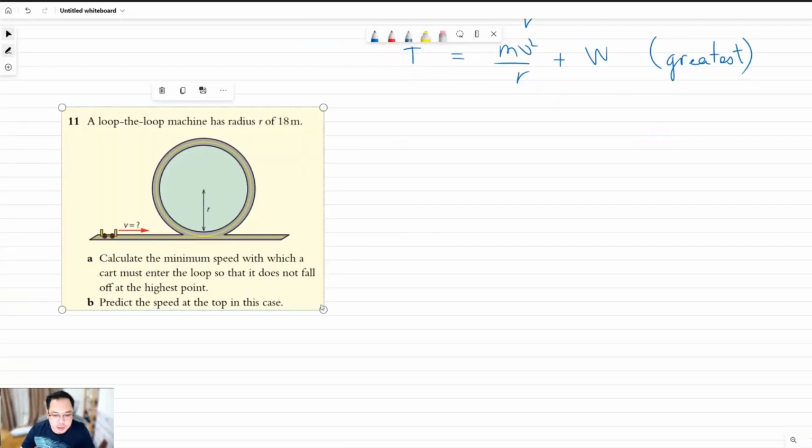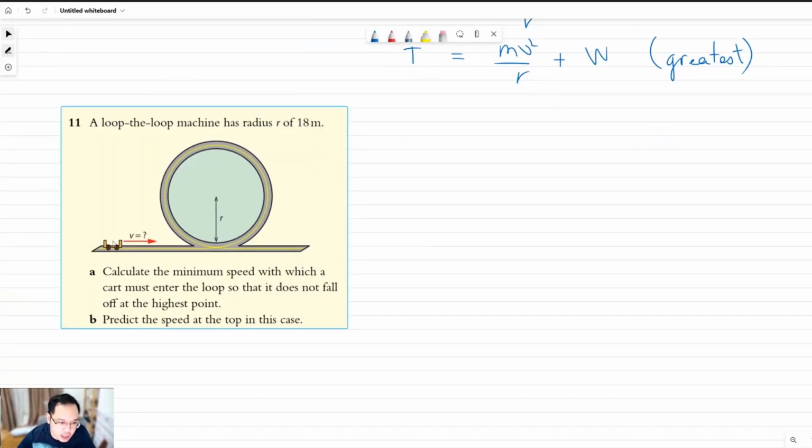A loop like this, and then a toy moves with an initial velocity v, goes to the top and goes down, like a circuit in an amusement park. Calculate the minimum speed with which a cart must enter the loop so that it does not fall off at the highest point, at the top. Okay, predict the speed at the top in this case.